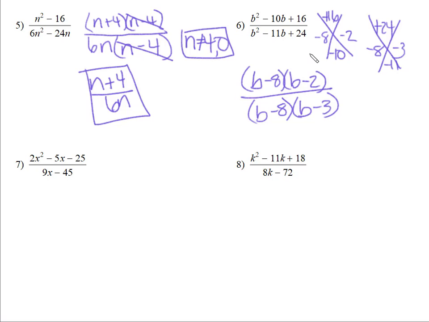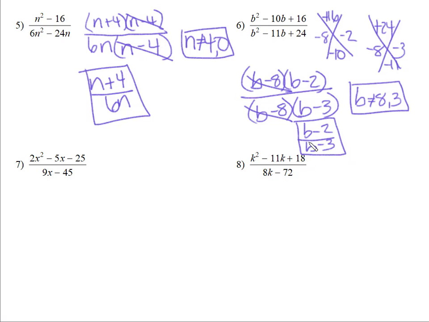Okay, now that it's factored out, the values we can't have in the denominator are positive 8 and positive 3. So b cannot equal 8 and 3. And I notice we do have a common factor, so we could reduce. Canceling out those b's, we get b minus 2 over b minus 3. And that's it. Do not cancel those b's out. Remember, there's addition or subtraction. That is not equivalent to the original.